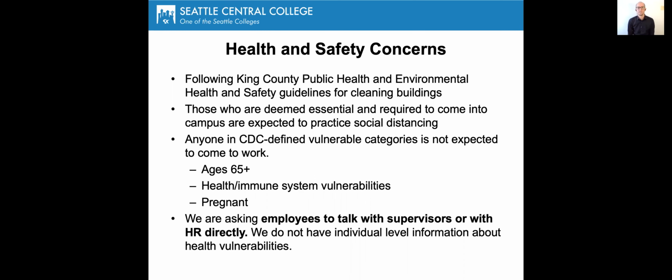Anyone in the CDC defined vulnerable categories is not expected to come to work. The governor uses age 60 and older, CDC uses 65. We should probably err on the side of caution and say over 60. Anyone with health and immune system vulnerabilities, which many of you know I fit in that category, having lupus and autoimmune diseases and taking immune suppression. So there are a number of us who have existing health conditions that make us pretty vulnerable, and then folks who are pregnant. So we are not expecting you all to come to work, but we don't know individual level health information about everyone. So we're asking employees to talk with supervisors or with HR directly if you have concerns about being in one of those vulnerable categories, and if you are expected to come in between the week of April 6th and April 27th.